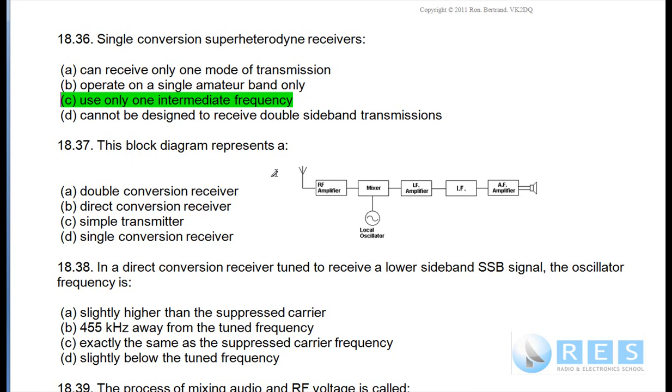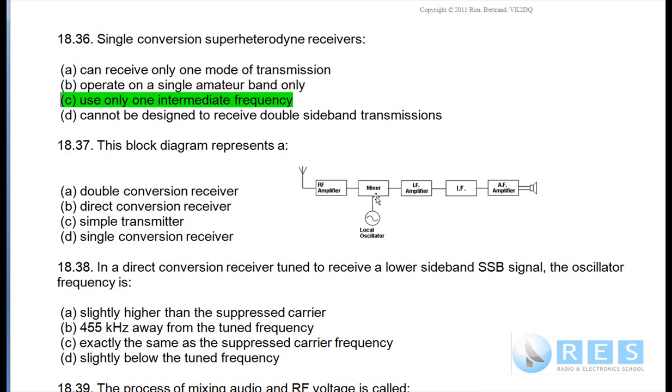1837, this block diagram represents, that should be detector. I'm not going to change that, it's a simple error. I'll change it on your sheet copy. It should be RF amplifier, mixer, local oscillator, first IF, detector, and then audio frequency amplifier. So that's an error there, chaps. Guys, don't get on to me too much about that, because it'll be okay in your drill software.